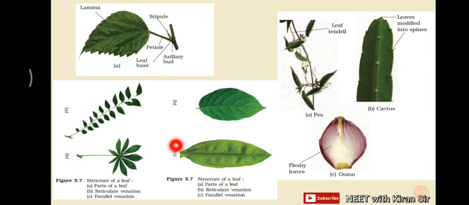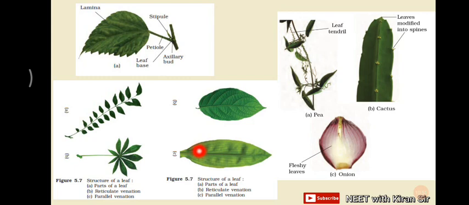Then come to the venation. There are two different types of venation. When I say venation, the mode of arrangement of veins and veinlets on a leaf lamina is called venation. So there are two types. In all dicotyledonous plants, we find reticulate venation. In all monocotyledonous plants, we find parallel venation.